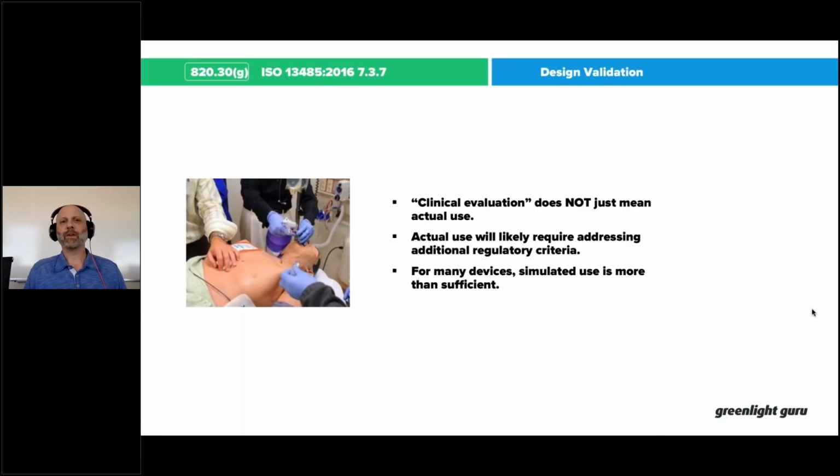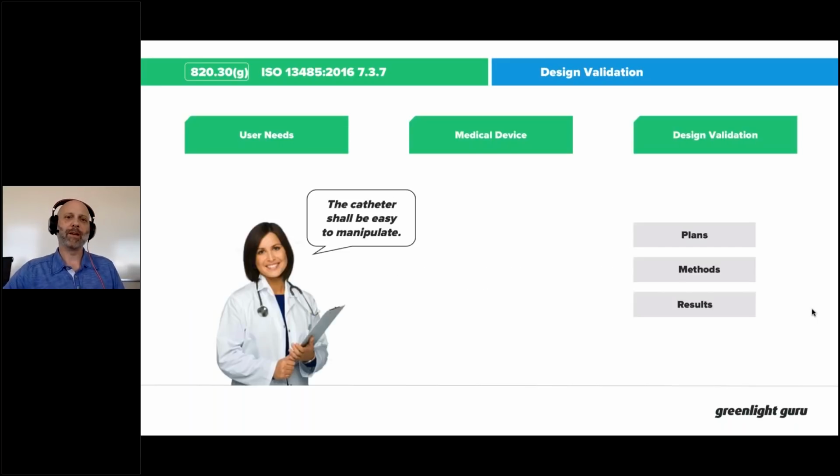And the term clinical evaluation is one that gets a little bit fuzzy. Some people interpret that to mean actual use. Clinical evaluation is really intended to mean that somebody from the customer, from the clinical aspect, is involved in evaluating the product. It doesn't have to mean actual use. Yes, actual use is a type of clinical evaluation. I know it's very confusing, and I probably just made it more confusing, but just keep in mind that sometimes from a validation standpoint, I can do simulated use and accomplish that.